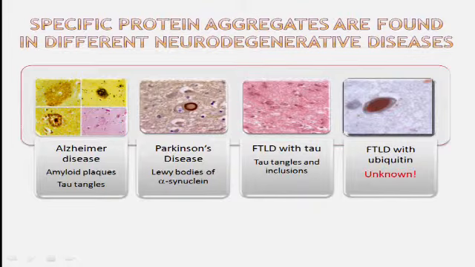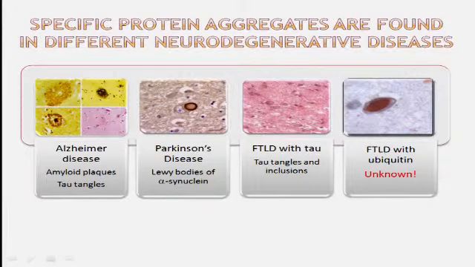So coming back to our characteristic inclusions, Alzheimer's disease mutations in something called an amyloid precursor protein cause Alzheimer's disease, and you get amyloid deposits. Parkinson's disease, although rare cases, is caused by mutations in alpha-synuclein, and you get synuclein deposits called Lewy bodies. FTLD with tau has tau deposits, and those are associated with tau mutations.